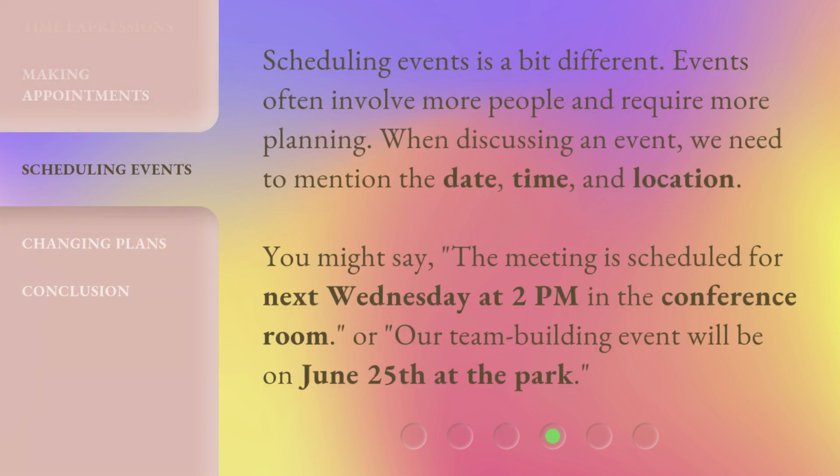Scheduling events is a bit different. Events often involve more people and require more planning. When discussing an event, we need to mention the date, time, and location. You might say, "The meeting is scheduled for next Wednesday at 2 p.m. in the conference room." Or, "Our team building event will be on June 25th at the park."